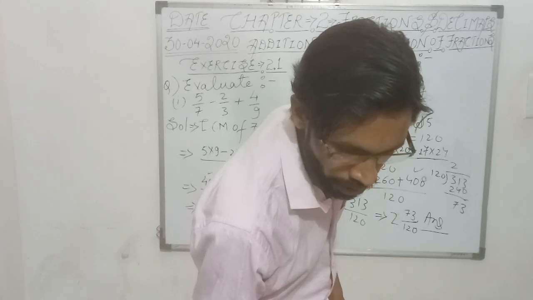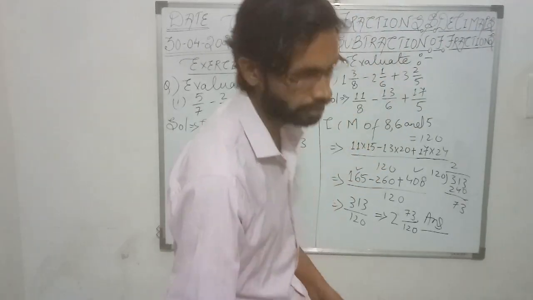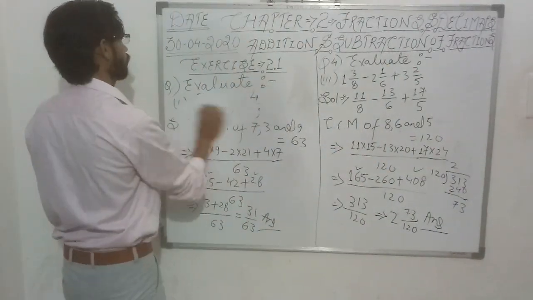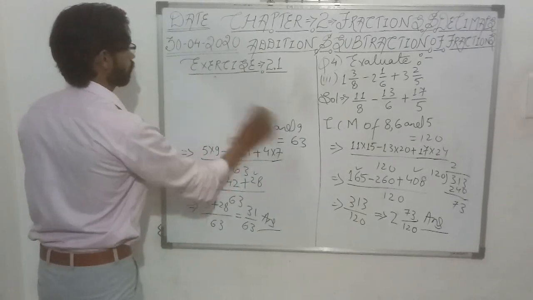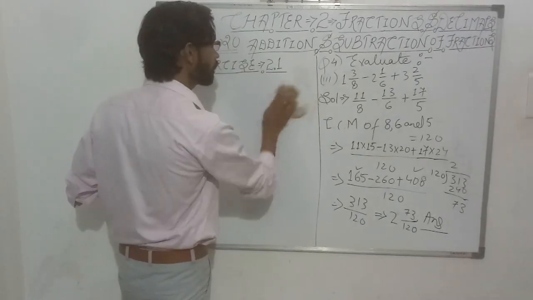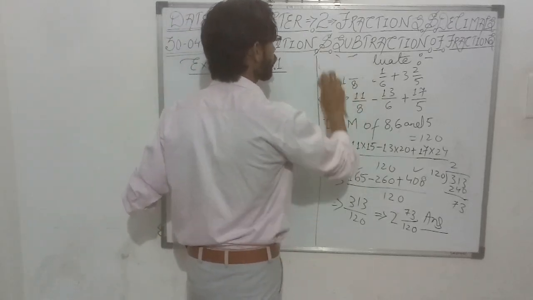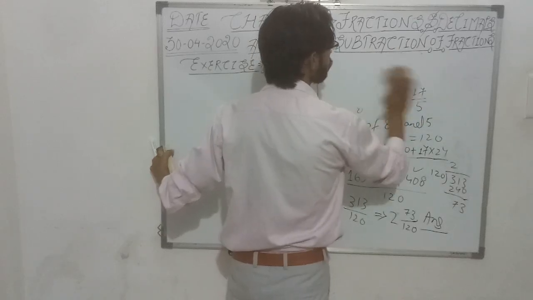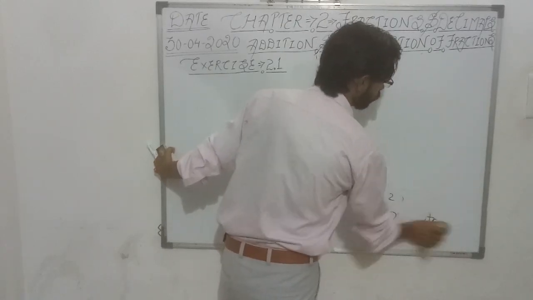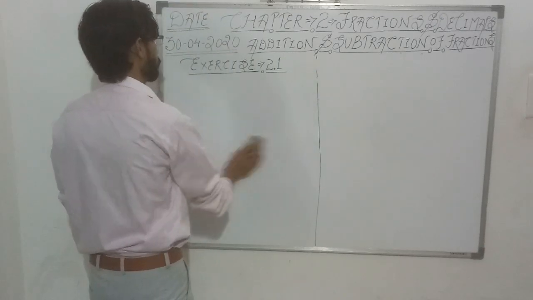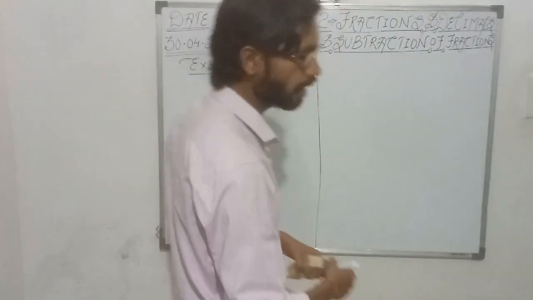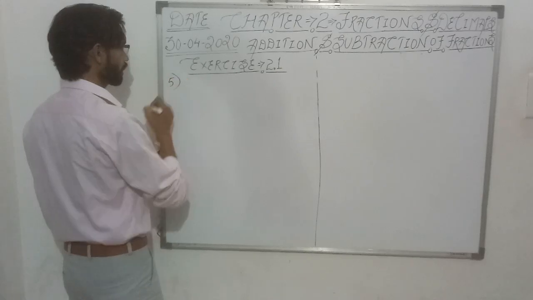Okay, arranging in ascending order. Question number 5. Okay, so we will rub these questions. Now we are going to learn how we can compare the fractions and arrange them in the ascending and the descending order. So this is very simple. Alright, so our first question is written as 1 by 8. Arrange the following fractions in the ascending order.